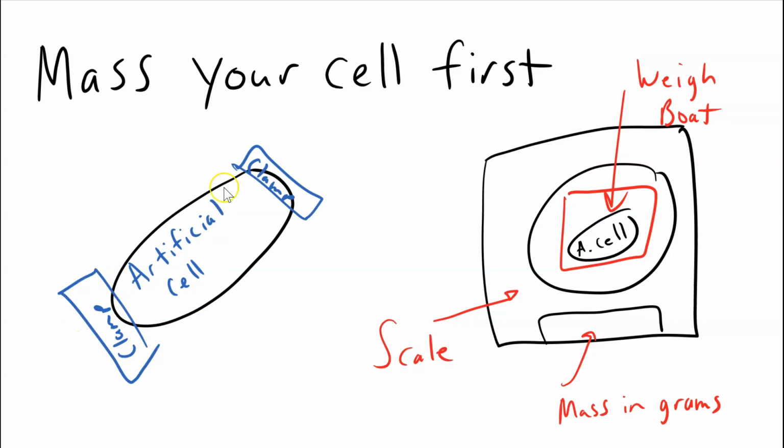Here I'm showing you what it'll actually look like with the clamps on it, but in future pictures, I will not draw the clamps. We'll take this cell to the scale, and we're going to mass this cell. Here you see our normal high school biology scale, where you'd read the mass of the object in grams, and our cell is placed on a weighboat. We're going to use mass as our dependent variable, more specifically percent mass change, which I'll talk about in a moment. We're going to see how mass changes in artificial cells depending on the solution that it's in.